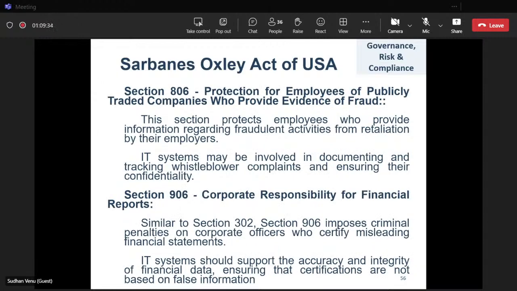And Section 806 is for protection of employees of publicly traded companies who provide evidence of fraud, and it involves documenting and tracking the whistleblower complaints and ensuring their confidentiality.